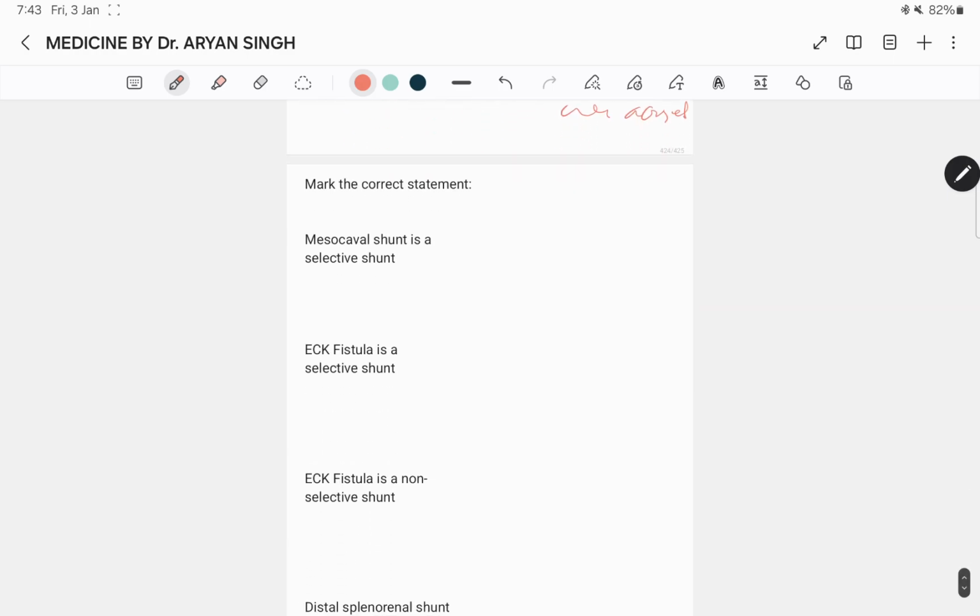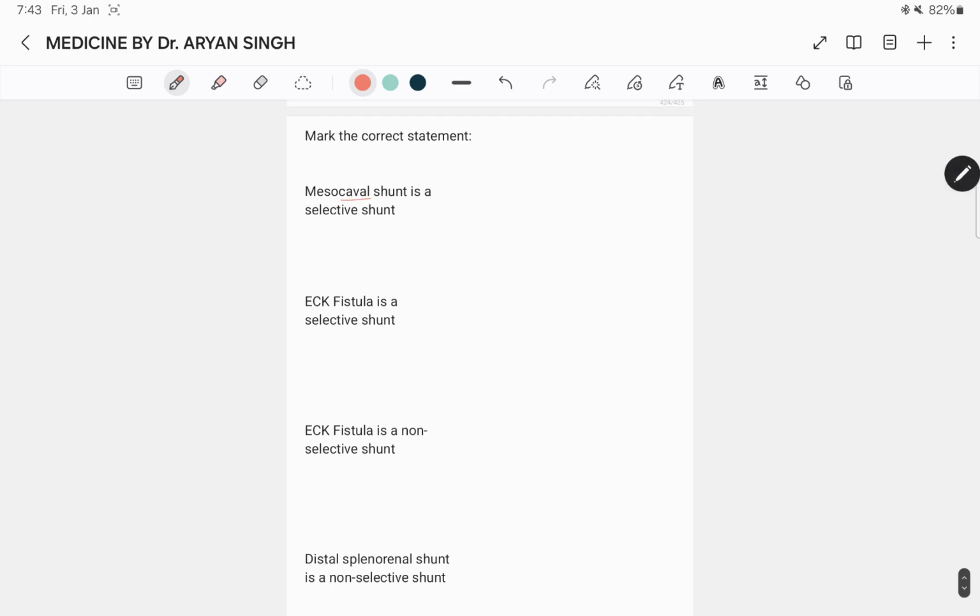Mark the correct statement. Is the mesocaval shunt a selective shunt? No. Ischemic fistula is a selective shunt? No, the ischemic fistula is a non-selective shunt, which is the best example, because a shunt may be selective, non-selective or partial. Ischemic fistula is a type of non-selective shunt. The mesocaval shunt is also non-selective.